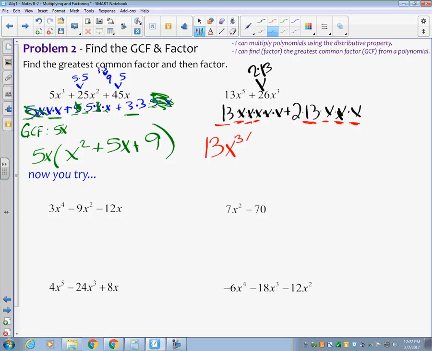Once we have it out front, we're going to cross it off. Then we write down what we have left. We have 2 x's left. That's an x squared. And we have a 2 left. You cannot do 2x squared. You can write x squared, but it's a plus 2, so they can't combine together because it's a plus.